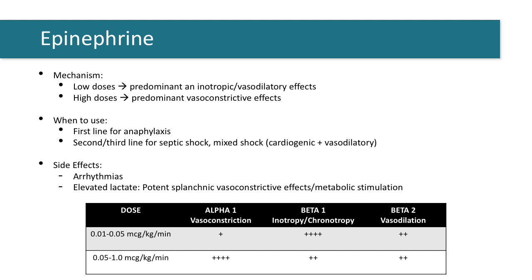Epinephrine has both alpha and beta agonist effects. Its primary mechanism, when you look at it, in low doses is predominantly inotropy, and in higher doses predominantly vasoconstrictive. It is the first line vasopressor to be used during anaphylaxis, and second or third line for septic shock and mixed shock states, such as cardiogenic and vasodilatory shock. The primary side effect is obviously arrhythmia, as well as an elevated lactate. It is a potent splanchnic vasoconstrictor, and therefore has effects on metabolic stimulation.